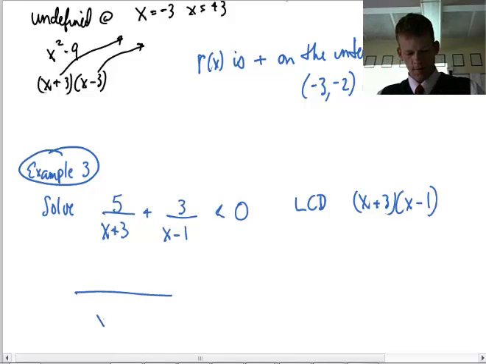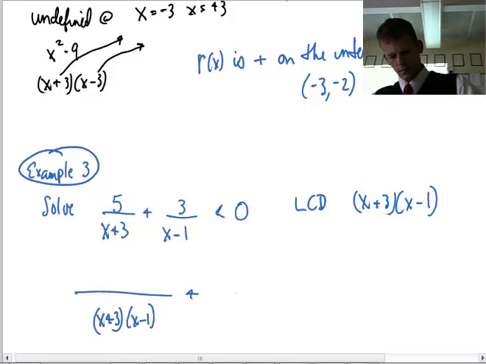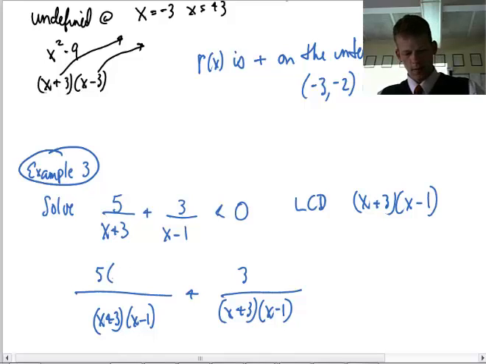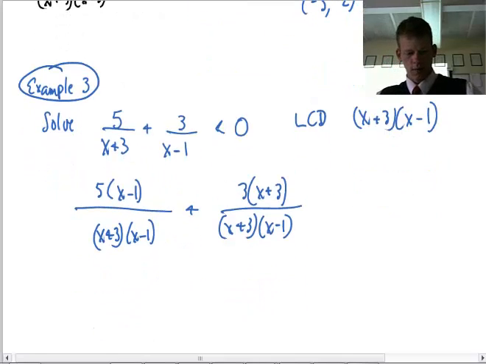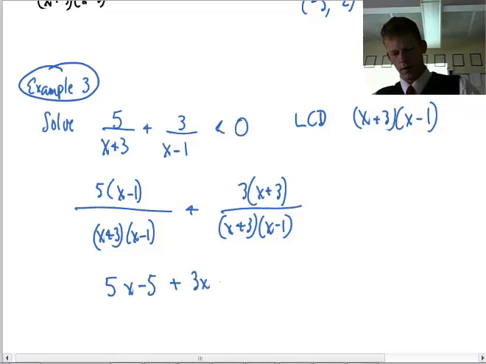And when I use that common denominator, the top of the first term is going to become 5 times x minus 1 to compensate for changing the denominator, and on the other term it's going to be x plus 3. I'm going to combine terms and simplify, so I have 5x minus 5 plus 3x plus 9 all over my common denominator, which is x plus 3, x minus 1.